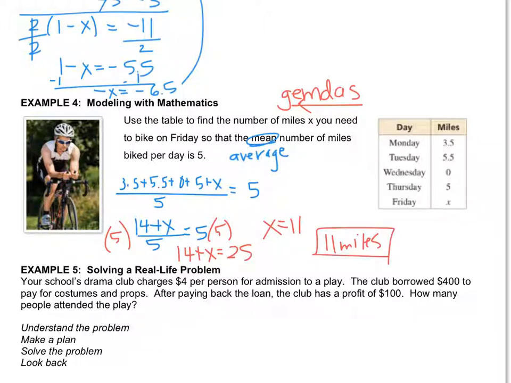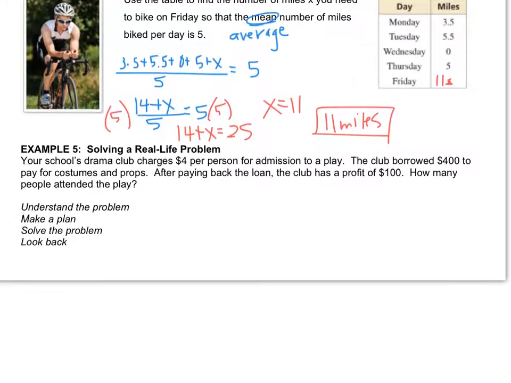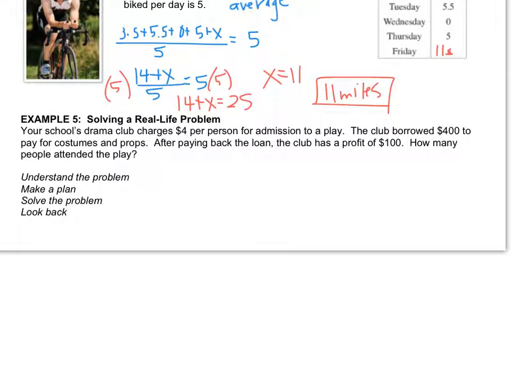You look back and you say, does that make sense? And the way that you can do that is you add them all up and you say, in the table, if I put in 11 for Friday, do I get 5 when I get the average? Alright, one more word problem. Pause the video, read the story, and we'll solve it.